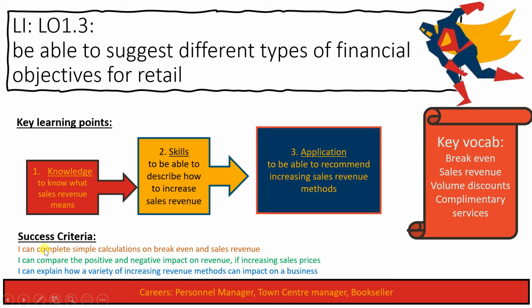The criteria to make sure you've achieved in this lesson is being able to complete the simple calculations on break-even and sales revenue, comparing the positive and negative impact on revenue if you're increasing sales prices, and how a variety of increasing revenue methods can impact on a business. A career focus for this lesson are personnel manager, town centre manager and bookseller.